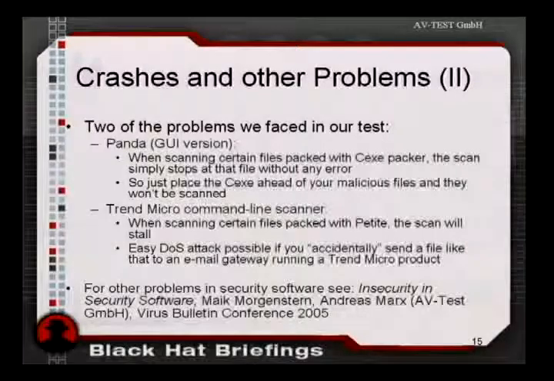Another problem concerns the command line scanner from Trend Micro, and there we saw that when you scan over certain Petite packed files, the scanner just stops. So you can easily exploit this bug for a denial of service attack. The only thing you have to do is simply send an email with such a file to an email gateway that uses Trend Micro products, and that's all you have to do. For other insecurities, we recommend the report listed below.